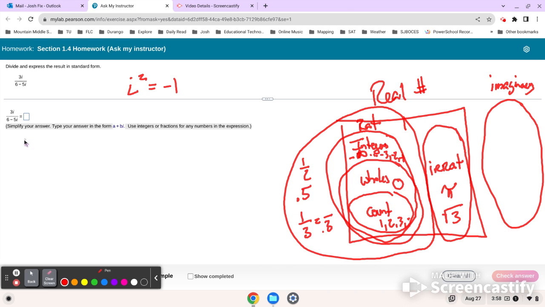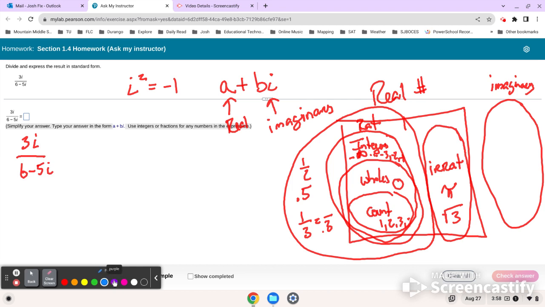We start this problem off, and by the way, imaginary numbers are always written in the form a plus bi, where the a value is the real number portion, and this part is the imaginary number part. All right, so we put those two together. We have 3i over 6 minus 5i, and we want to put this into the format a plus bi. So we've got some stuff to combine here.